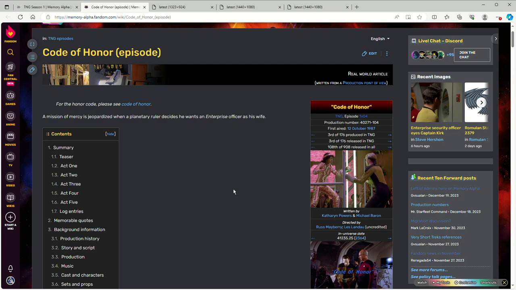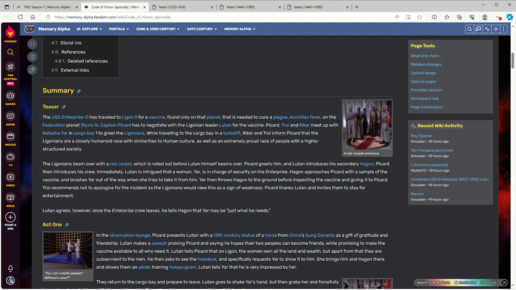You have a basic mission, which is extremely simple. Pick up some vaccine for Anchilles fever so that you can take it to the planet Styrus 4. Why you need to buy it from the Ligonians? I mean, good question. Not important, though.